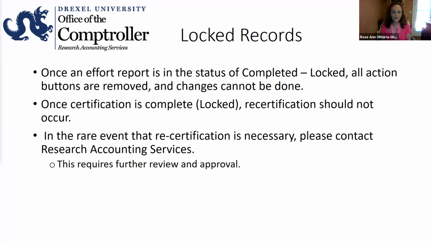Now, if the record is locked and for some reason you hit approve by mistake, or there needs to be a recertification, then you need to let Research Accounting Services know. What you would do in CNHP is let your finance team know, and they can start initiating or investigating what needs to be done on the next level.